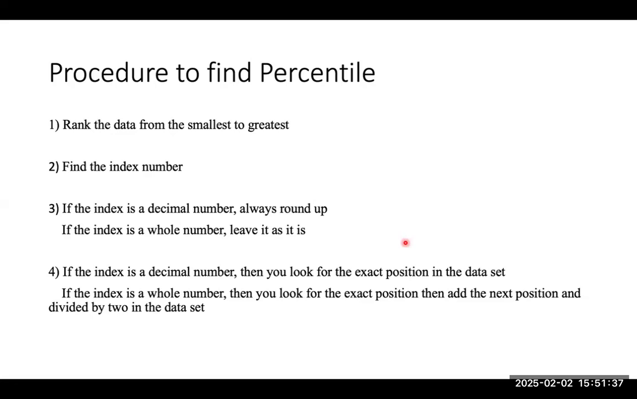So if the index is a decimal, then we look for the exact position in the data set. If the index is a whole number, then we look for the exact position and add the next position and divide by 2 in the data set.